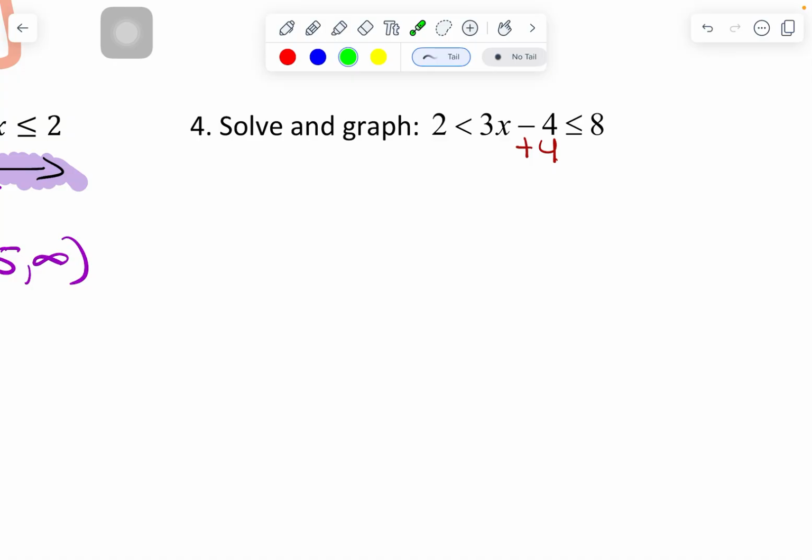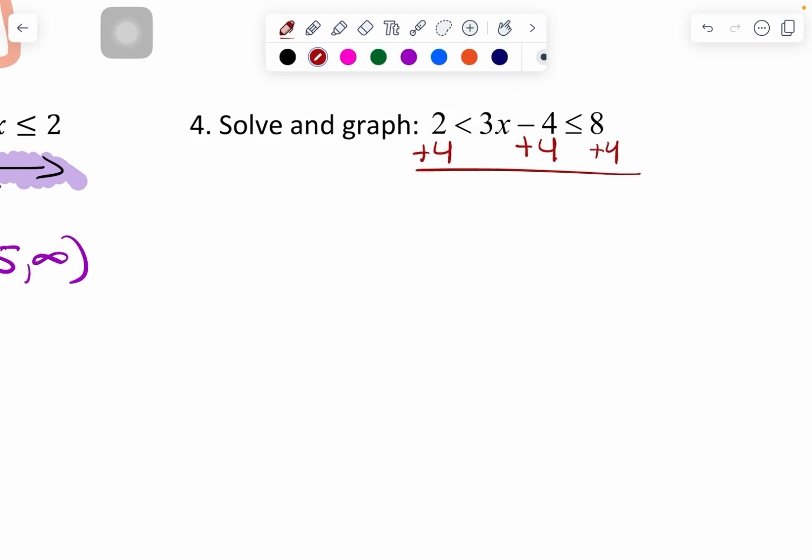But here's the thing with a conjunction. It has 3 components to it. So when I'm going to add 4, I need to add 4 to all 3 components. All right, please make sure you do that. So let's see here. 2 plus 4 is 6, less than, whoops, I don't know why I'm putting an equal to sign there, less than 3x. -4 plus 4 is gone. Less than or equal to 8 plus 4 makes 12.